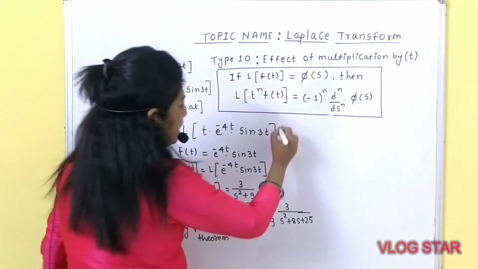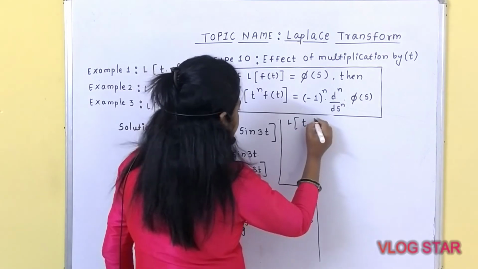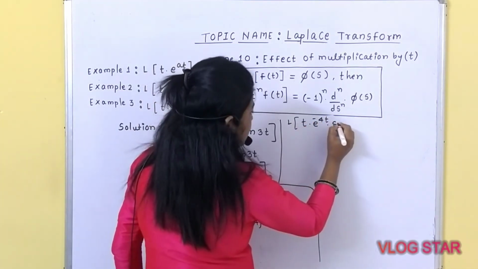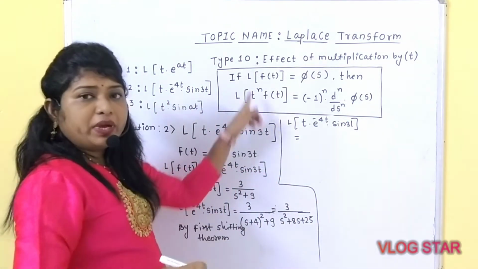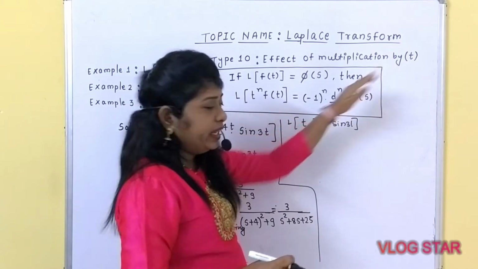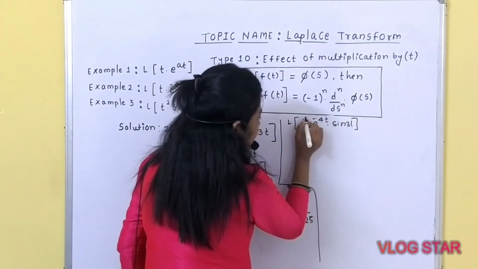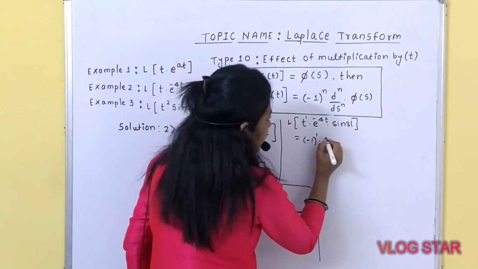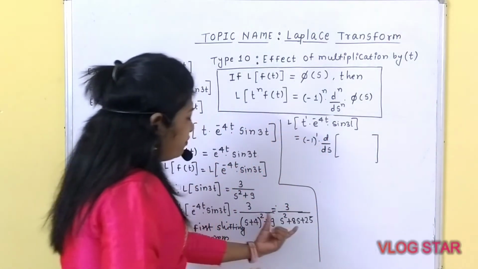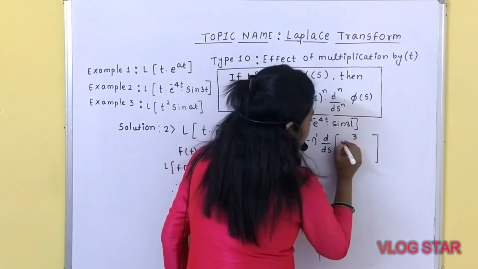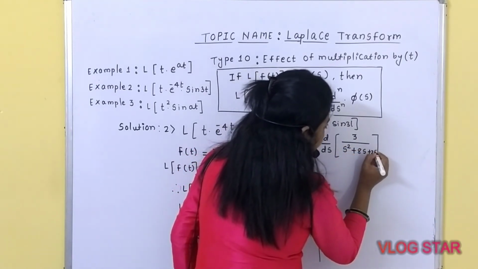Now the next step is what? As we need to calculate Laplace of t into e raised to minus 4t sine 3t, as per the effect of multiplication by t, what we need to do? We have to find out the value of n. So here this is t raised to 1, then minus 1 d by ds of phi of s. Laplace of f of t is equal to 3 upon s square plus 8s plus 25.